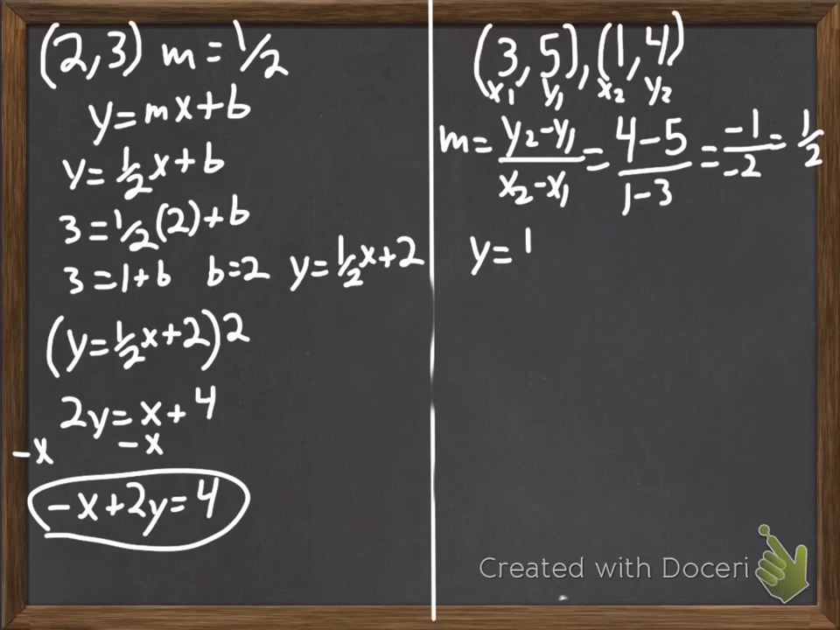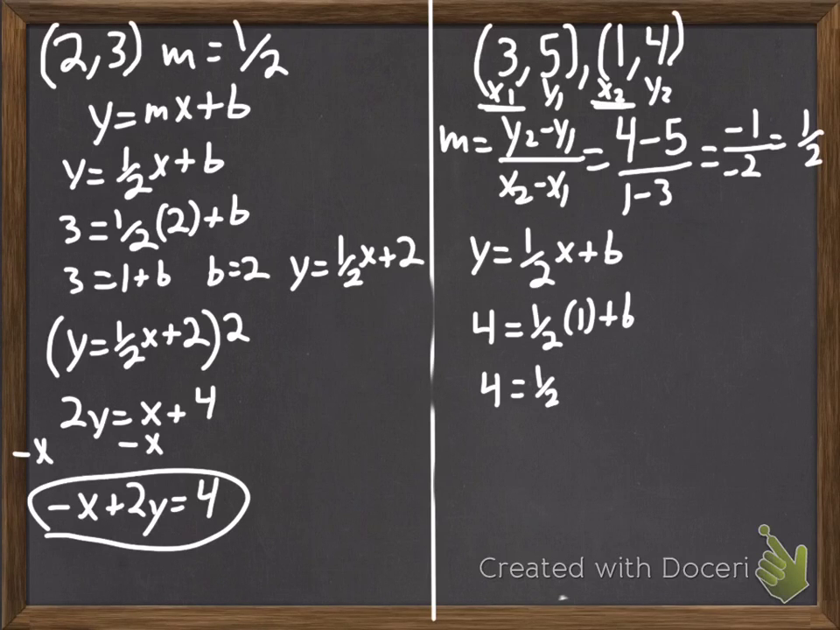So we get y equals 1/2 x plus b. And we get to pick and choose. What do we want to use for our x and our y? Well, looking at that fraction, I see that it's 1/2. And I'm going, do I want to multiply that 1/2 by this 3 or the 1? And I'm going to say I want to multiply it by 1. So I'm going to use the x2, y2. So we get 4 equals 1/2 times 1 plus b. So 4 equals 1/2 plus b.